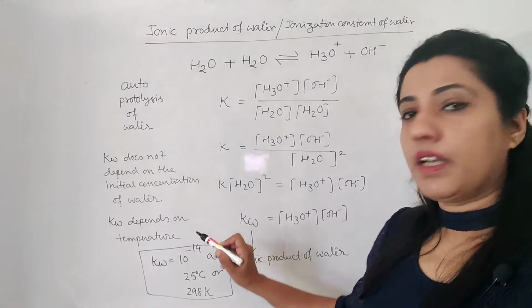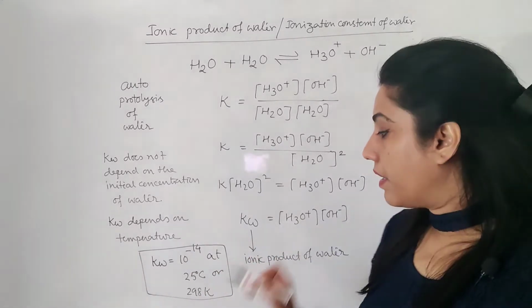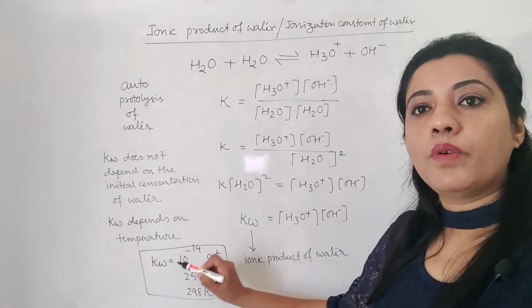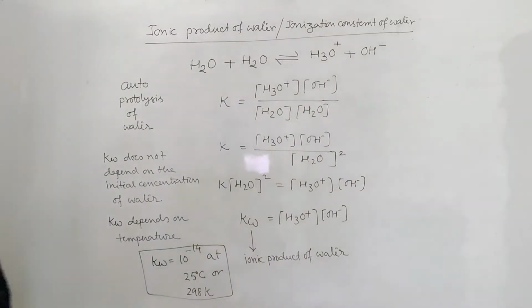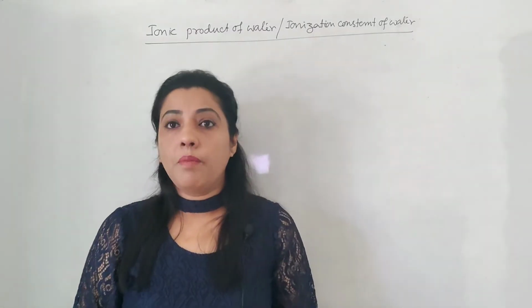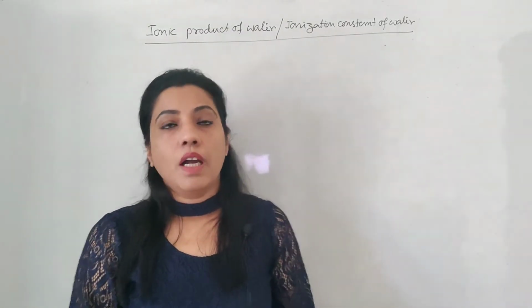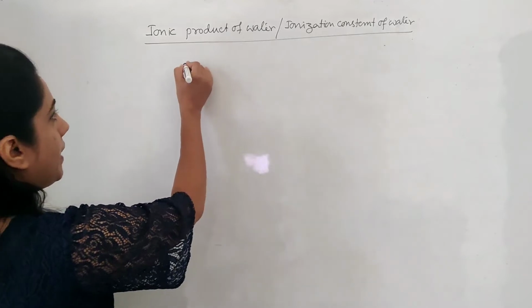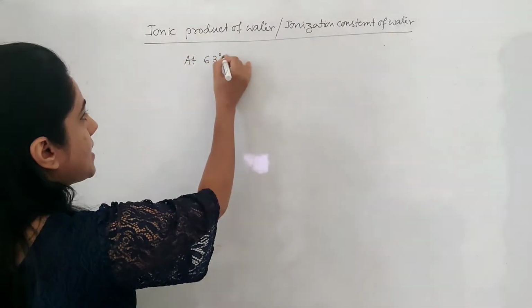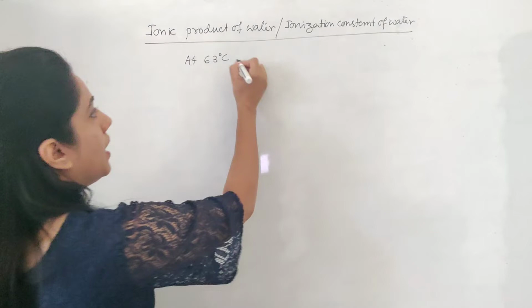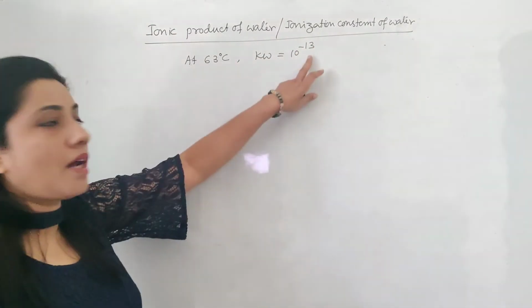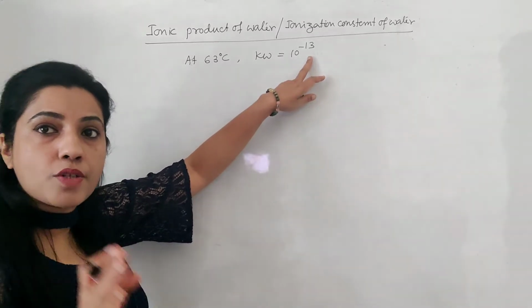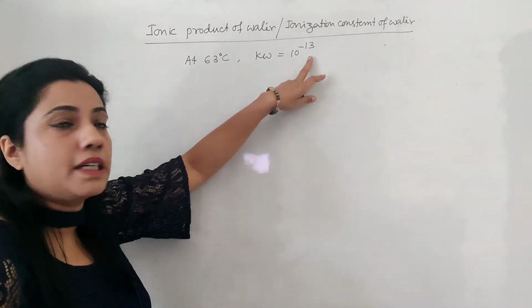Now this value is given in each and every book, but remember that if we change the temperature, the value of Kw will change. So note it down. The value of Kw does depend on the temperature. It has been found experimentally that at 63 degrees Celsius, when the temperature is increased, the value of Kw is 10 raised to power minus 13. See, the value of Kw has also increased from 10 raised to power minus 14 to 10 raised to power minus 13.